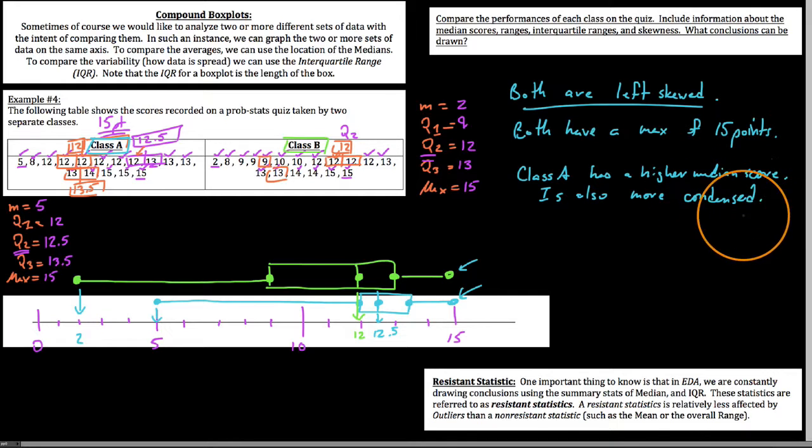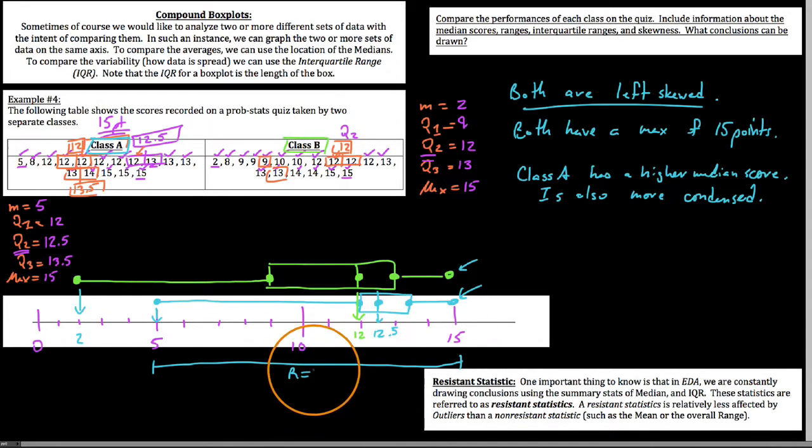So what can we do to support this? We could say that Class A had a range from 5 up to 15. So the range here is 10. And we could say that its interquartile range is from 12 to 13.5. That is a distance of 1.5 for the IQR here. Okay. Whereas when we look at Class B, we say that its IQR went from 9 all the way up to 13. So 9 to 13 is 4 is its IQR.